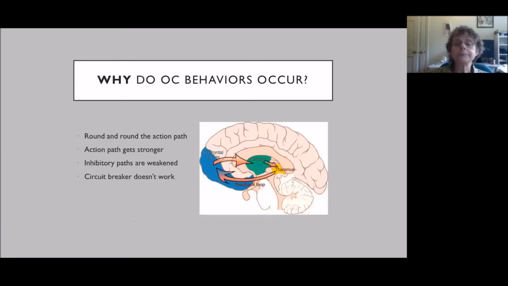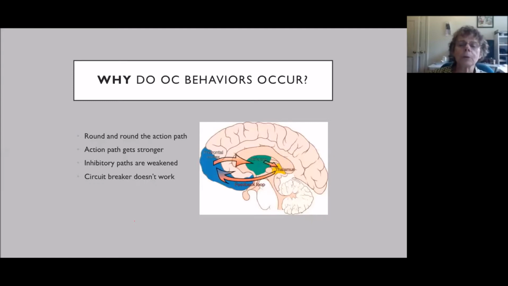Why do they happen? I only have one slide on this, and it is much more simplistic than what actually happens, I'm sure, but the concept is there. The action path of an obsessive thought, or what is turned into a compulsive action, goes round and round this feedback loop, getting stronger and stronger and stronger, while inhibitory pathways are weakened. The circuit breaker doesn't work, it's stuck.